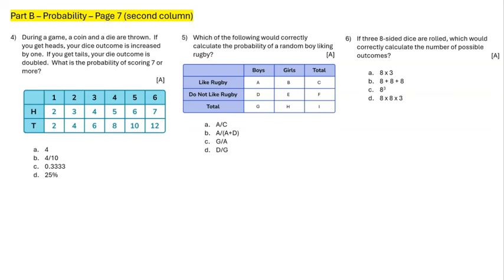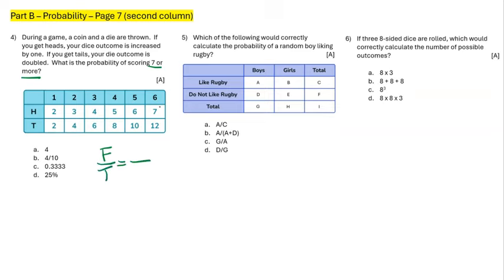If you get a tails, it's doubled. You can see that 1 doubles to 2, that 2 doubles to 4, that 3 doubles to 6, and so on. So we've got all that. What is the probability of scoring 7 or more? Now this one's going to be quite tricky. So again, it's going to be a similar F over T type question.